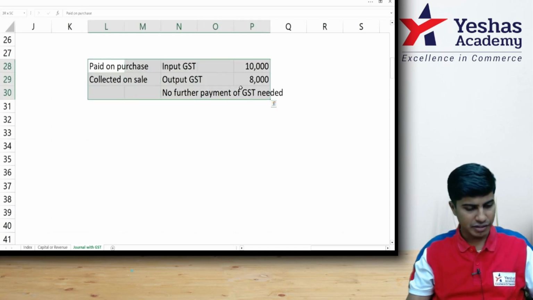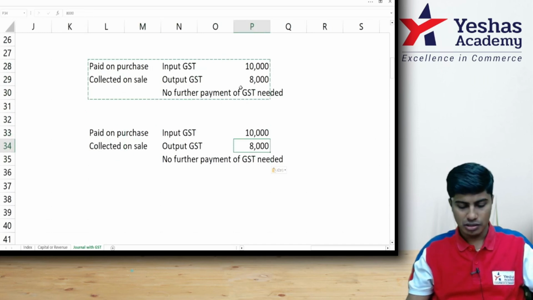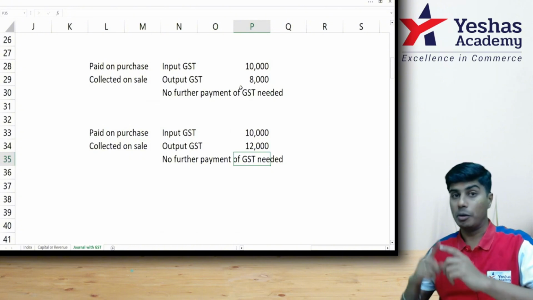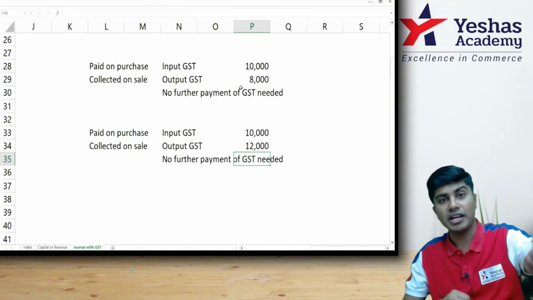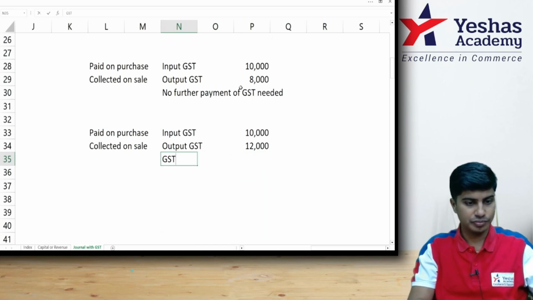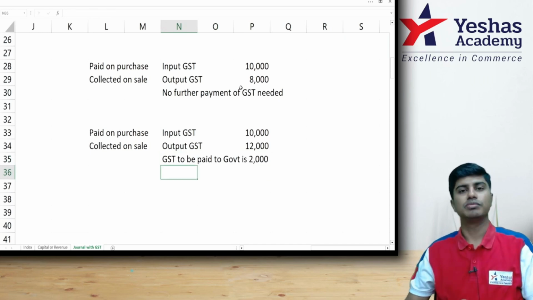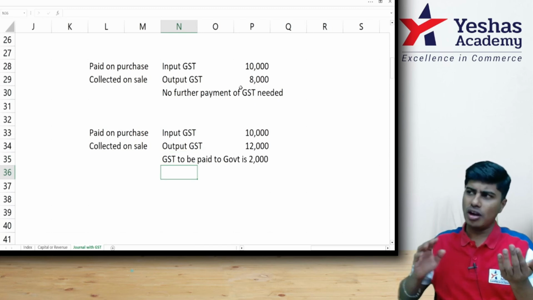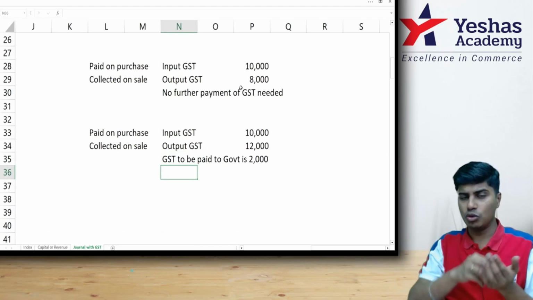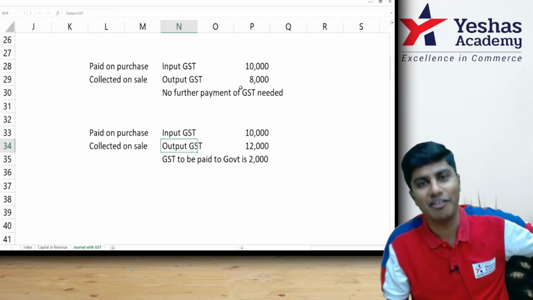However, alternatively, let's say input GST is 10,000, output GST is 12,000. On purchases I have paid 10,000. From a customer I have collected 12,000. Then what should I do? GST to be paid to government is 2,000. So I have collected 12. I have already paid 10 through purchases. Excess of 2,000 I will now pay to government. So this adjustment is there, no, 10 and 12. That is input tax credit availment.